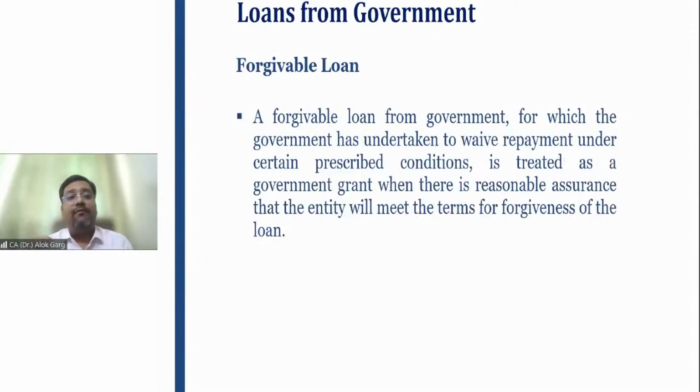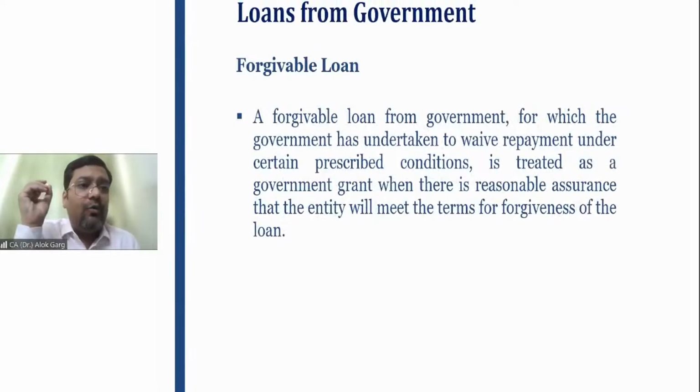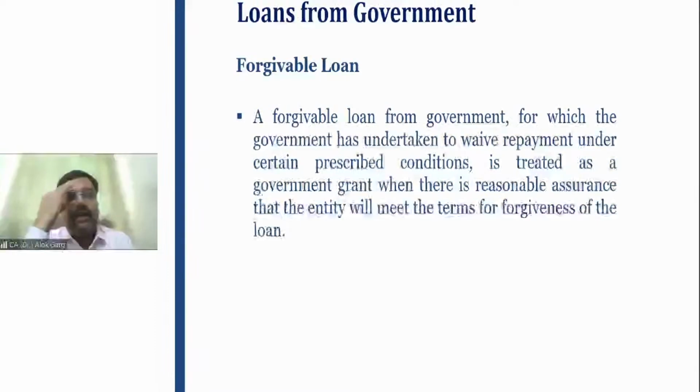Let's discuss the part of forgivable loan. What is a forgivable loan? A forgivable loan means a loan which will be forgiven by the government if the entity complies with some conditions. A forgivable loan from government for which the government has undertaken to waive repayment under certain prescribed conditions is treated as a government grant when there is a reasonable assurance that the entity will meet the terms for forgiveness of the loan. For example, the government has given a loan and that is a forgivable loan.